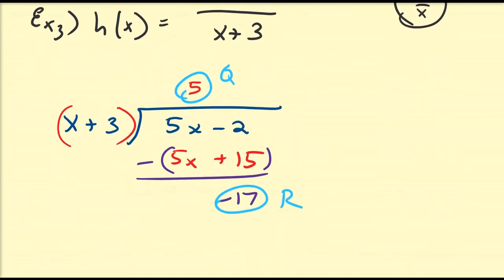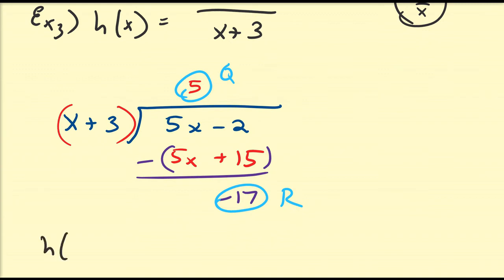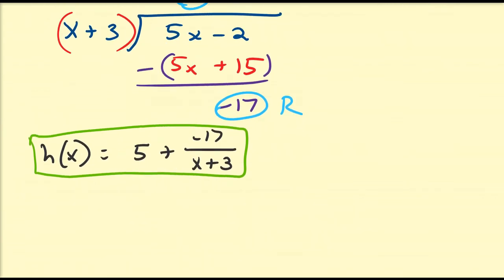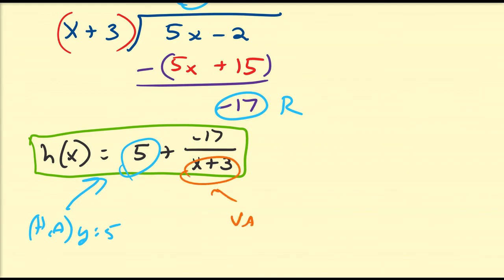So we can rewrite our function h of x in another way. h of x is going to be equal to the quotient plus the remainder, negative 17, over the divisor, which in this case is going to be x plus 3. So this is another representation of our original function, which is actually just a basic linear transformation of 1 over x, right? All right, so here is information about our horizontal asymptote, namely y is equal to 5. And our denominator gives us information about our vertical asymptote, in particular x is equal to negative 3.